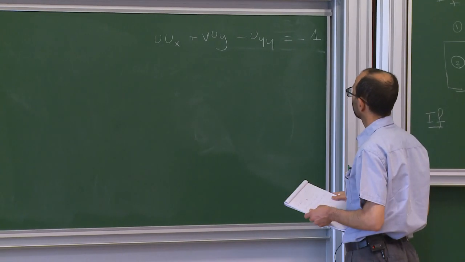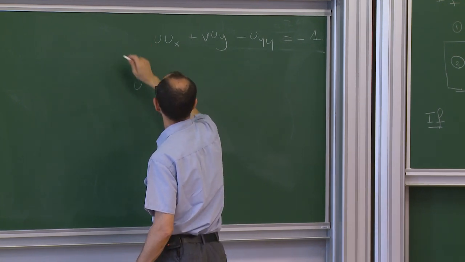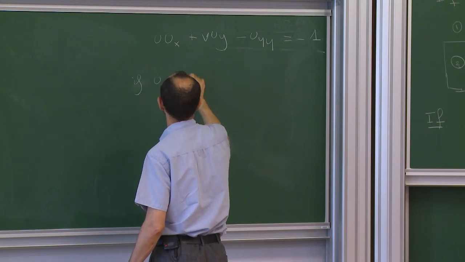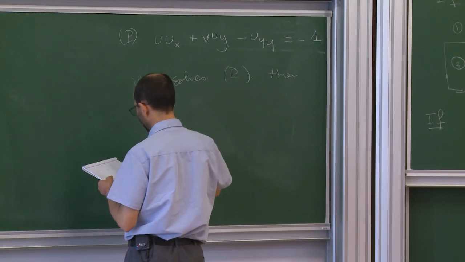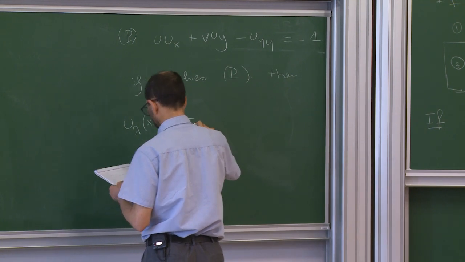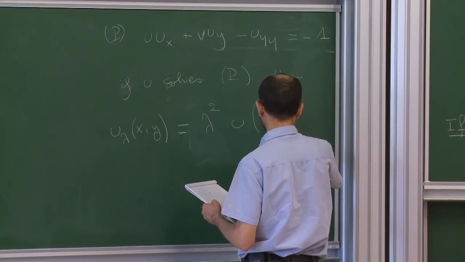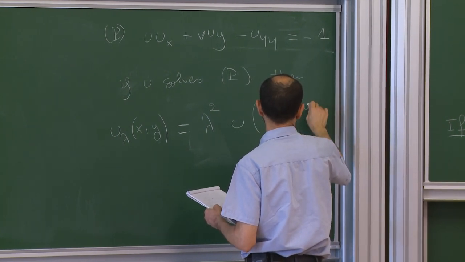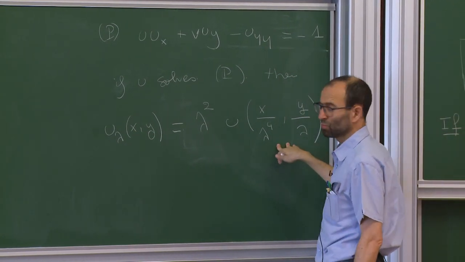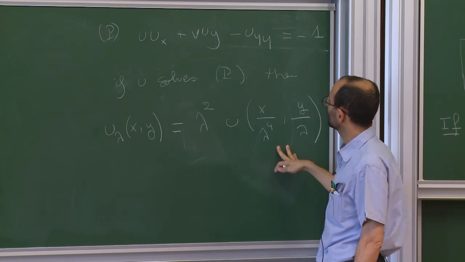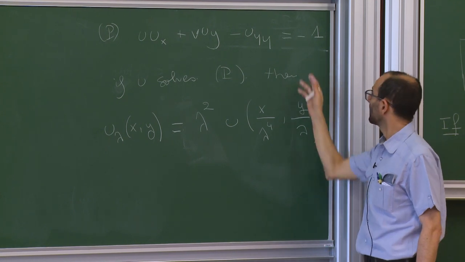So here, if you solve p, then if I look at u lambda, then I need to put here lambda squared. Okay, lambda is not necessarily the one there, but afterwards it will be more or less. Right, so if u solves this equation and you do this scaling, then this will also solve the same equation. It's not difficult to see. To keep it minus 1, yeah.